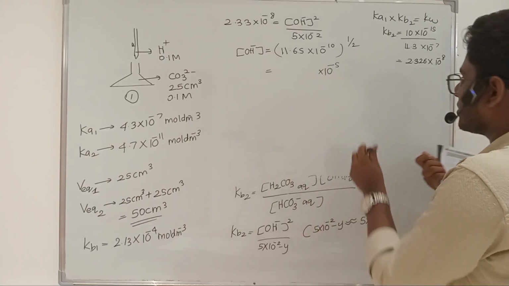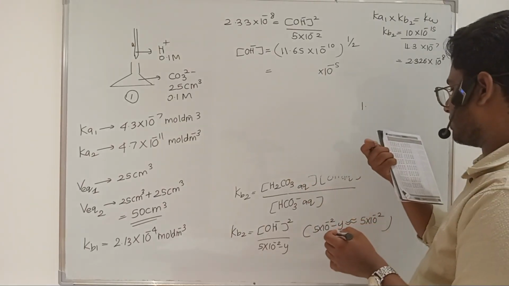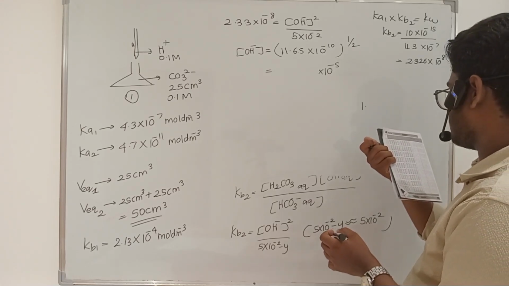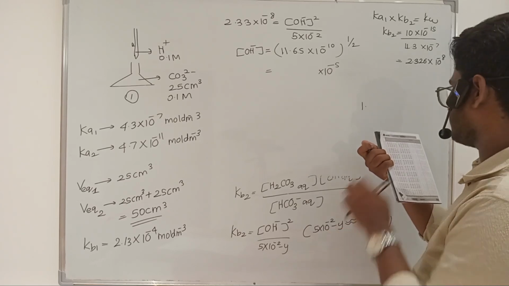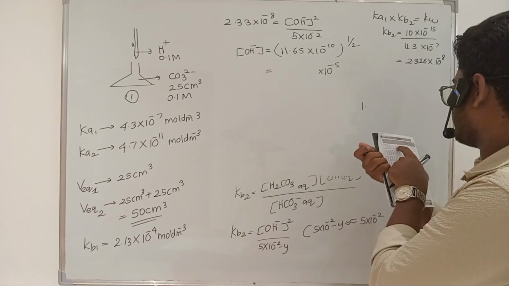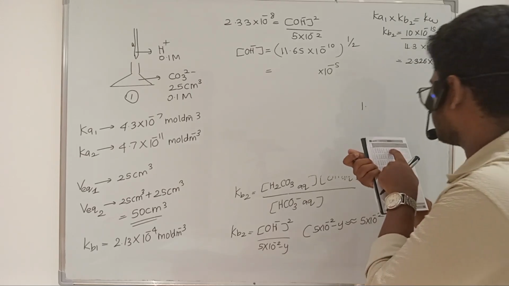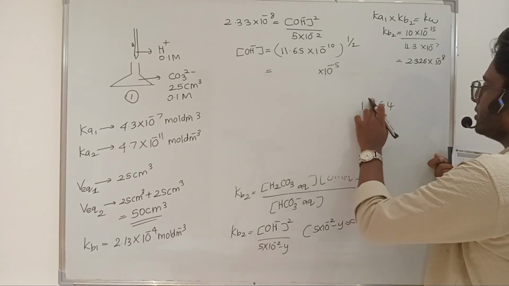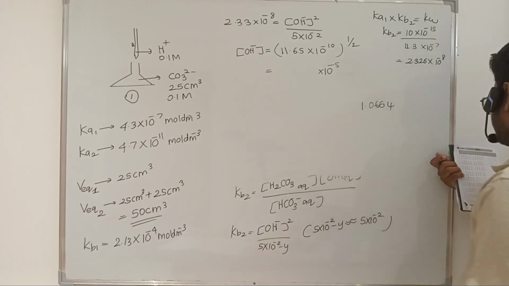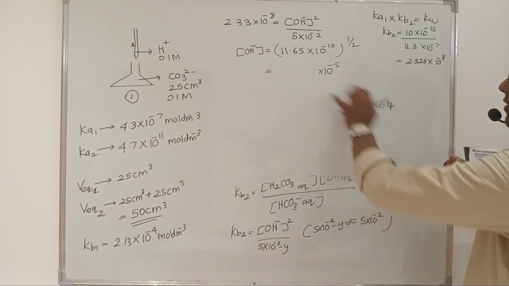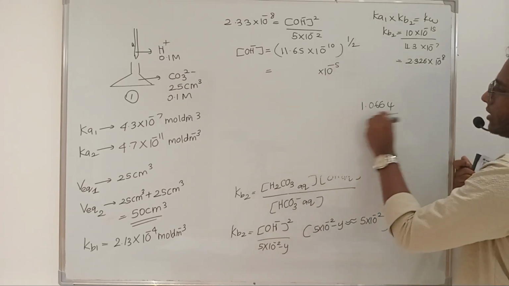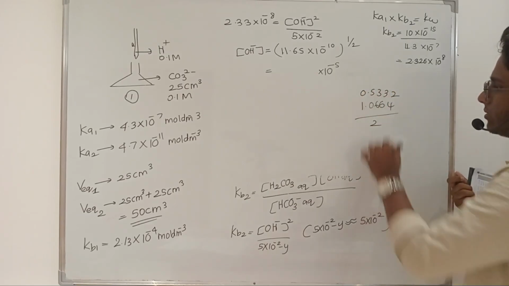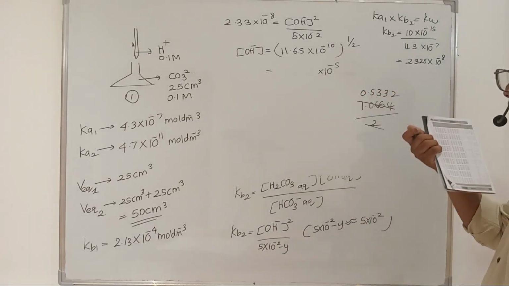So for 11.65, the log value is going to be 1.0664. That is the log value of 11.65, and to find the square root, I divide by 2, right? If I divide it by 2, I'll be getting 0.5332, right? So I have to find the antilog of this. What is the antilog of 0.5332?